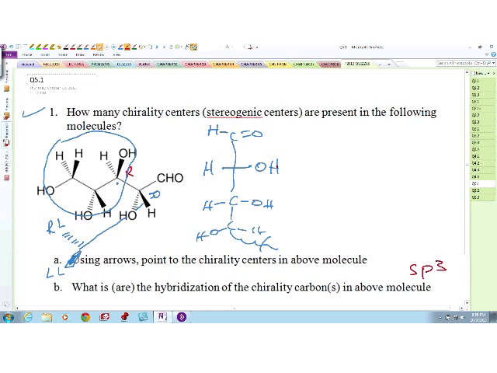Okay, so we assign the priority. This is A. Now, which is B? The aldehyde group? Okay, very good. This is B. And this group here, therefore, is C. And this hydrogen is D. So we make our motion from A to B to C. Ignore group D.